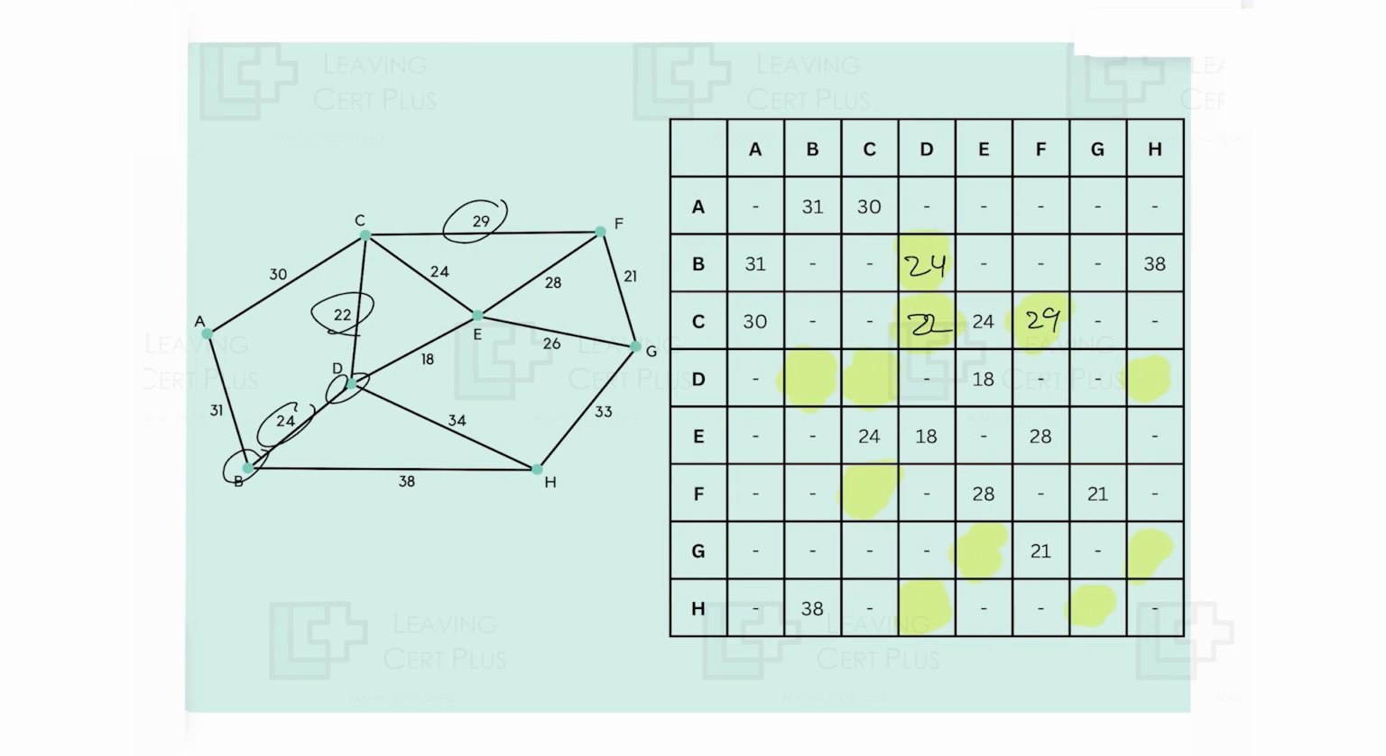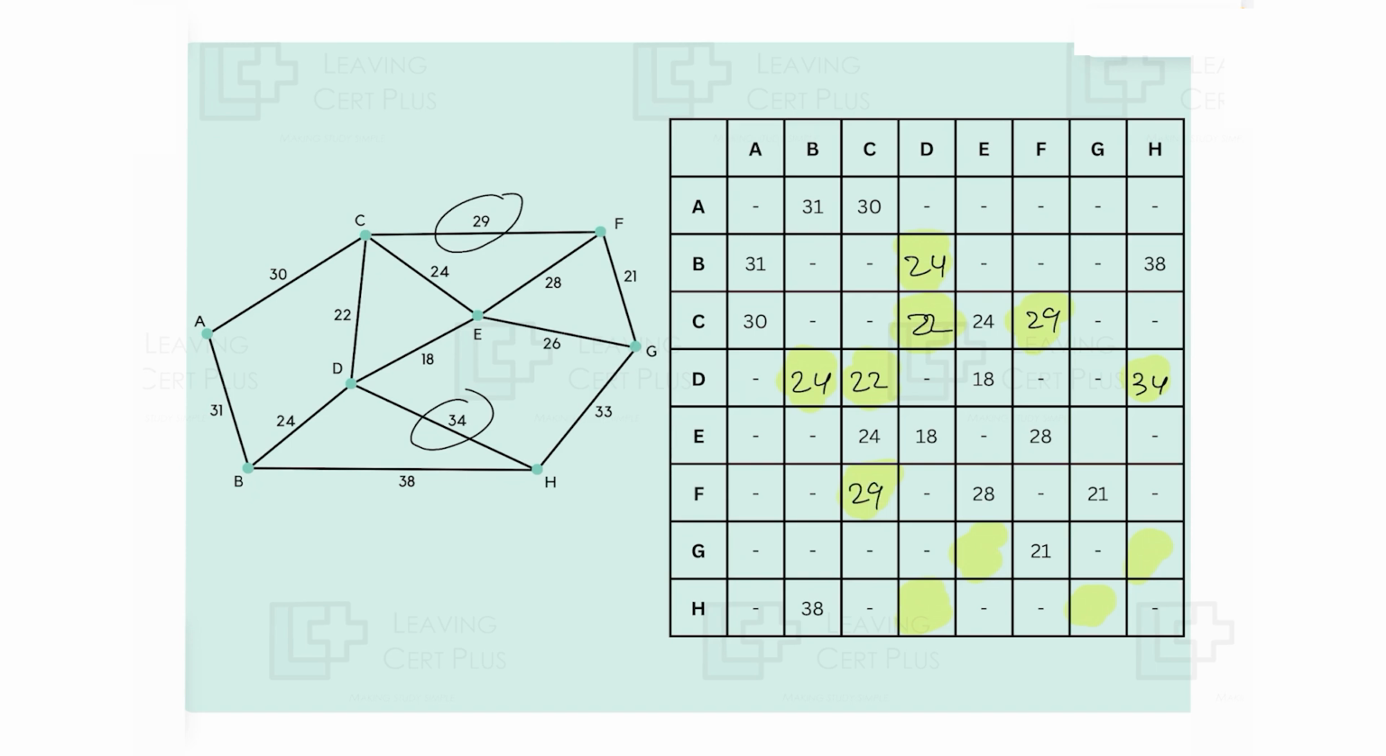We're looking at a few connections for D now. So we're looking for how D is connected to B. When we had that a minute ago, that was 24. How is D connected to C? We also had that for 22. And how is D connected to H? Well, that's 34. Let's move down here to F. How is F connected to C? We can see that connection has a weight of 29.